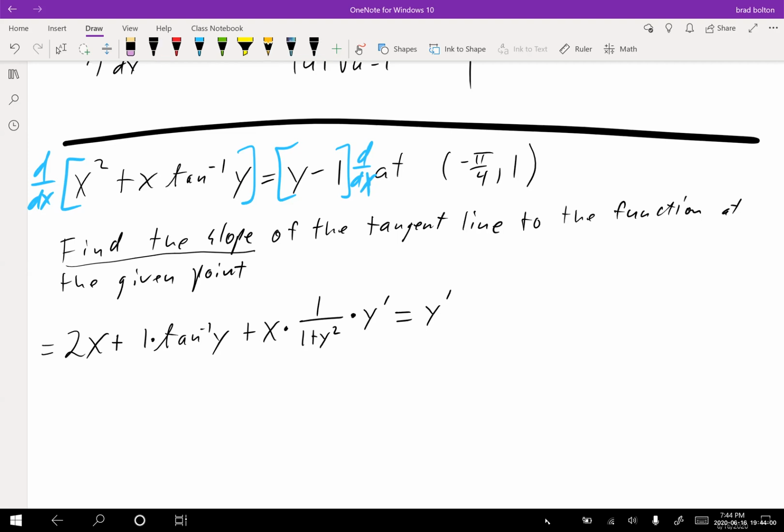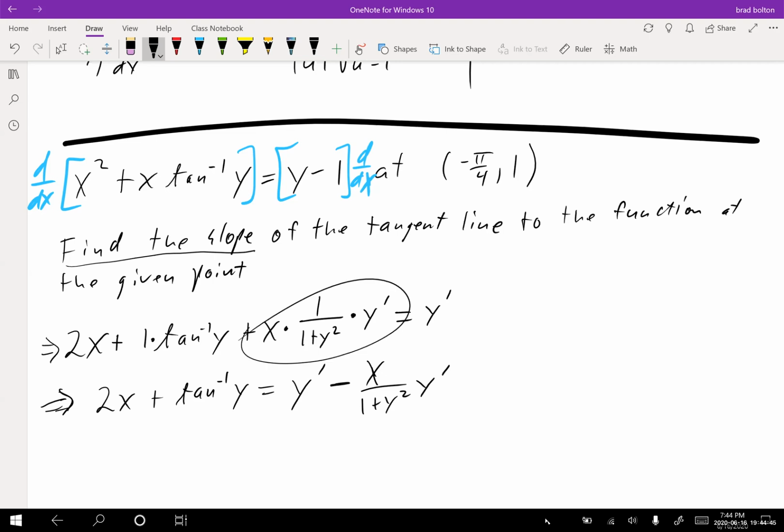So that's my function, and they want me to find the slope of the tangent line. I guess you could do it two ways. You could plug your values in right now and solve for y prime, or some people, including myself, normally like to get y prime by itself. So that means I'm going to have to isolate the y prime. So I'm going to have 2x plus tan inverse y, and then I'm going to subtract this whole chunk over to the other side. So this will become y prime minus x over 1 plus y squared, y prime. Okay, so I subtracted this whole chunk over to the other side.